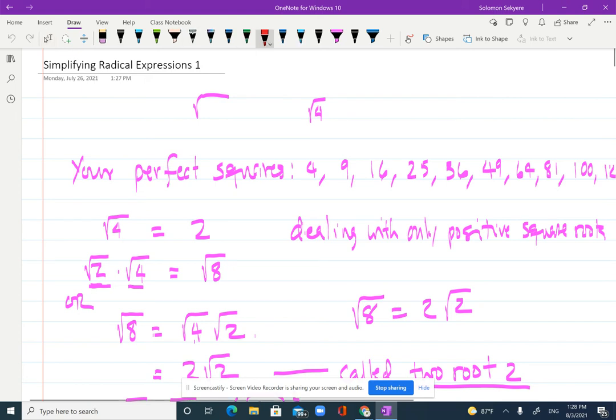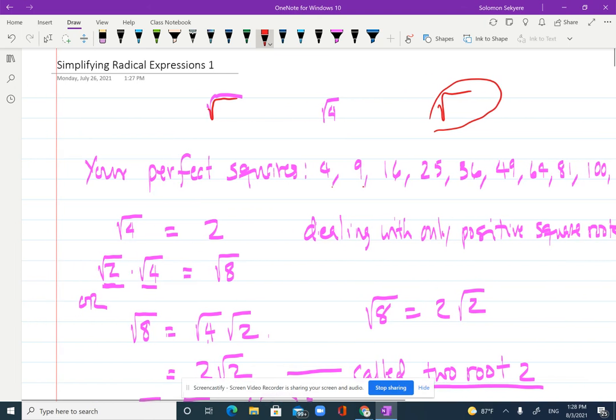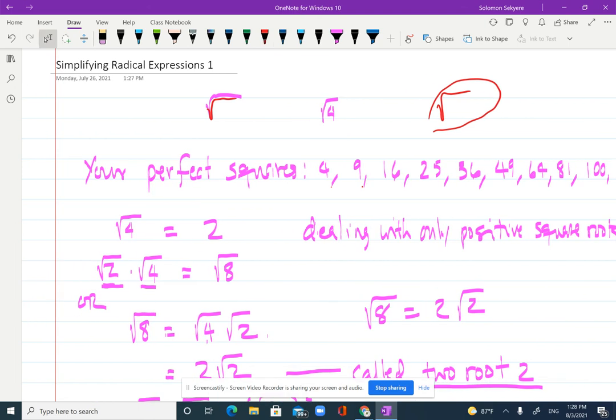This sign here, which we use to take square roots, is called a radical sign. For this exercise, know your perfect squares: 2 squared is 4, 3 squared is 9. So 4, 9, 16, 25, 36. Any of these numbers is a perfect square. That means if I take the square root of 25, I get a whole number, 5.